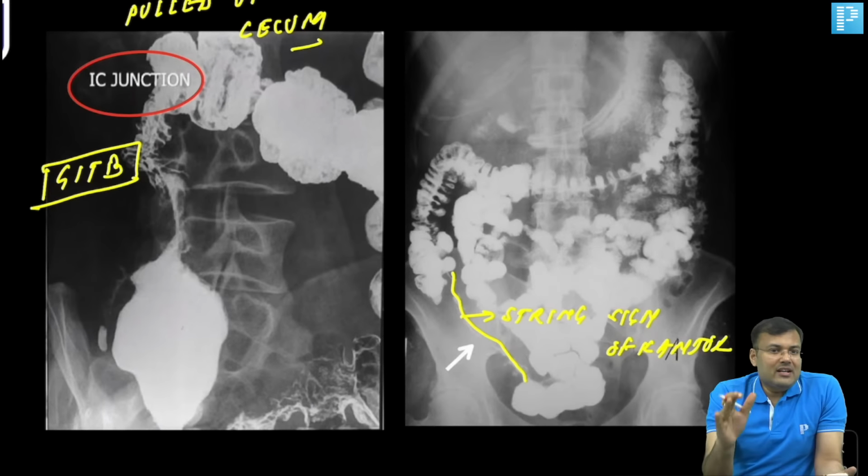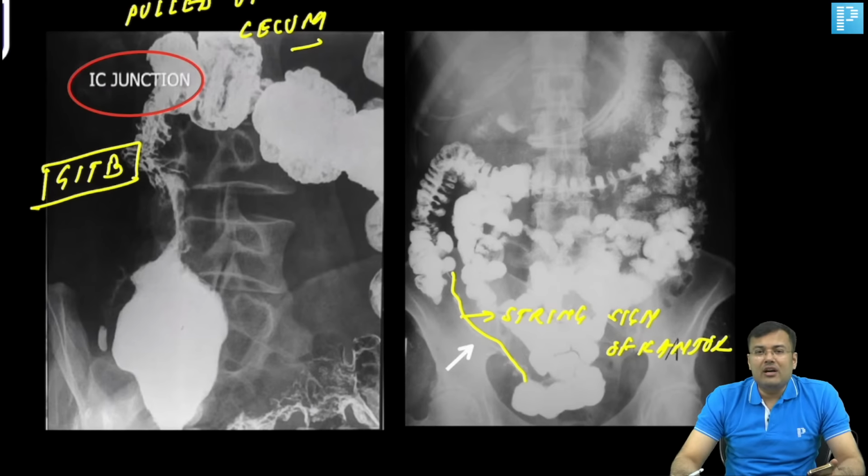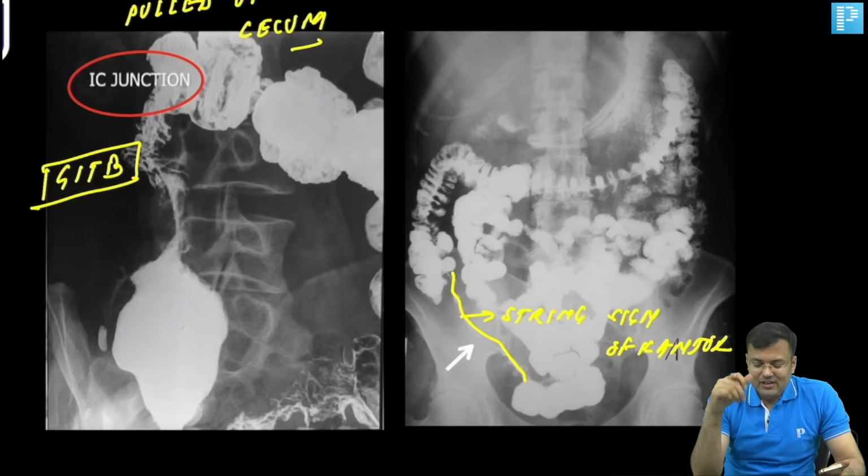Remember, Stierlin sign, string sign of Kantor. It is because of ulcer, because of stricture. Ulcer and stricture in the ileum can be seen in tuberculosis, and it can be seen in Crohn's. And you know, in tuberculosis what kind of ulcers are there? Transverse, typhoid, longitudinal ulcer. Got it? So here it is tuberculosis.